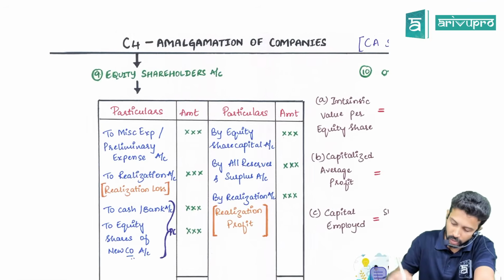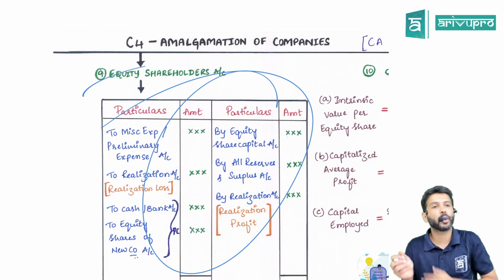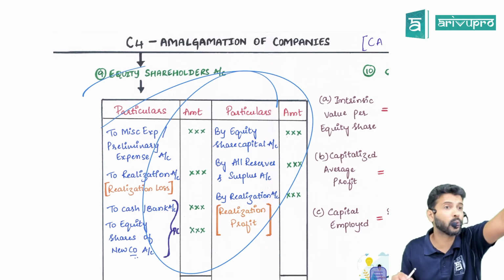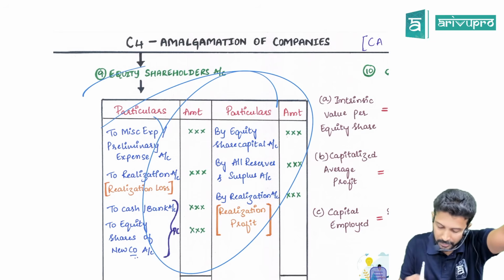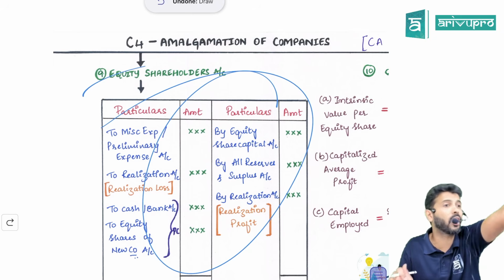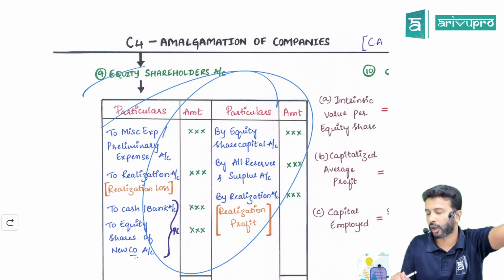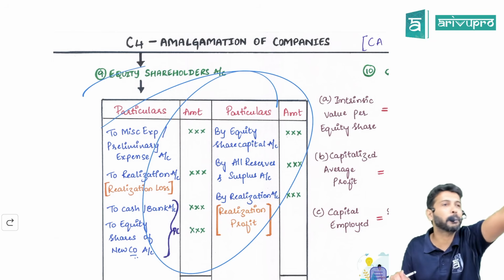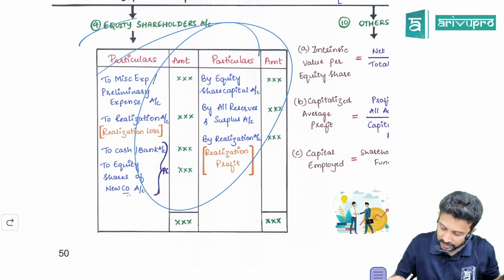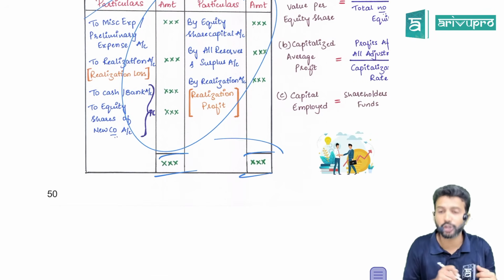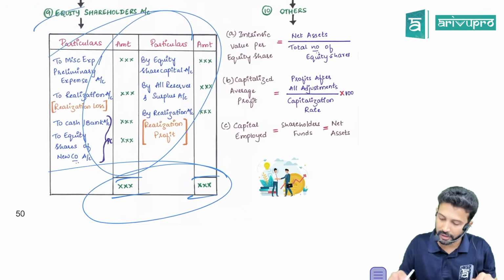Then the equity shareholders format I have given. If you want it as 7-point checkpoints, we can keep it. One is equity shareholders get equity share capital. They'll get all the reserves and surplus. They'll get miscellaneous expenditure, preliminary expense, or deferred revenue expenditure. Fourth one, realization profit or loss. Fifth one, purchase consideration. Then balance cash if any. Finally, the totals of both sides of equity shareholders should match. That's your format.